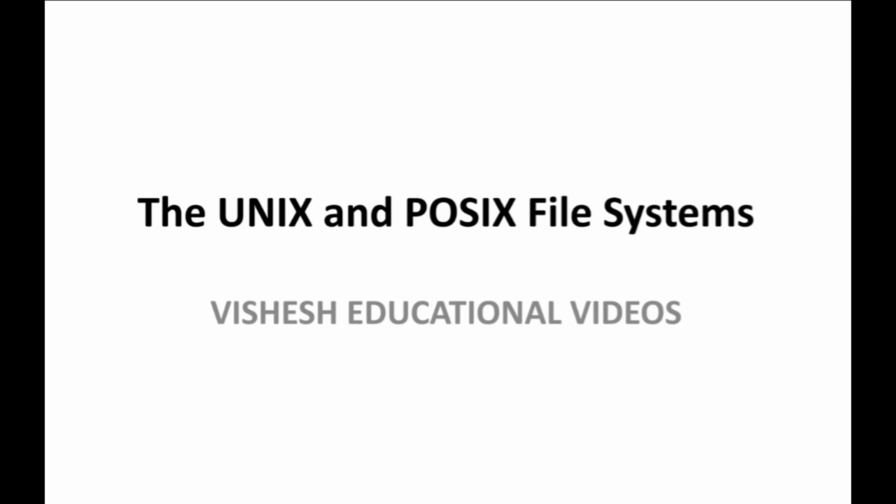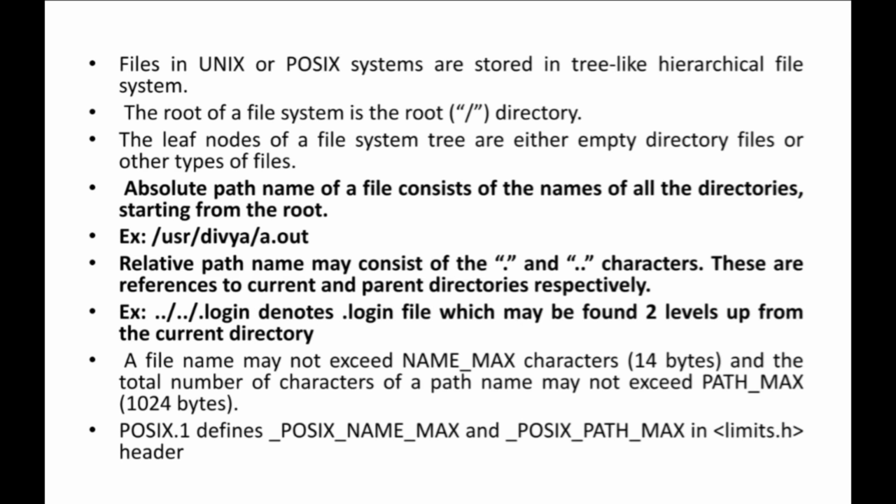So let me begin the explanation of Unix and POSIX file system. As I already told you, file system means it is a way of storing your files. How we are going to store all the files that are related to your operating system. So, files in Unix or POSIX systems are stored in a tree-like structure or hierarchical structure. So Unix file system is a hierarchical file system.